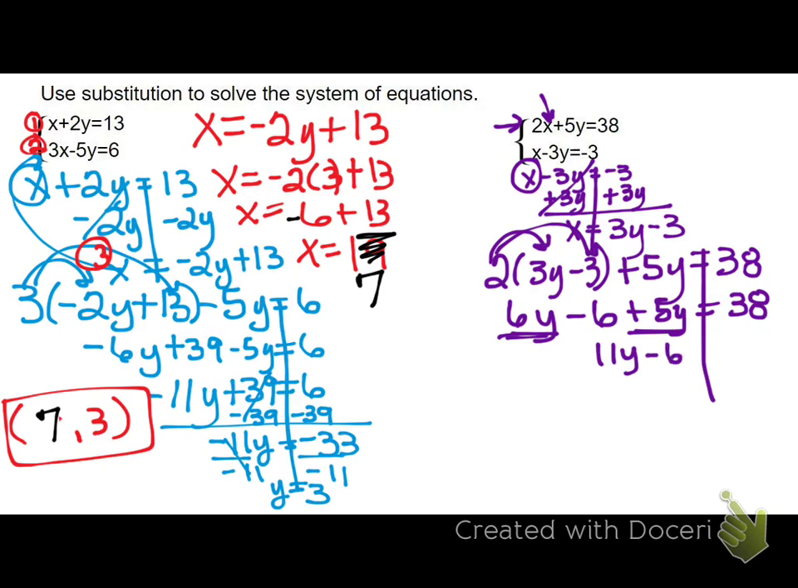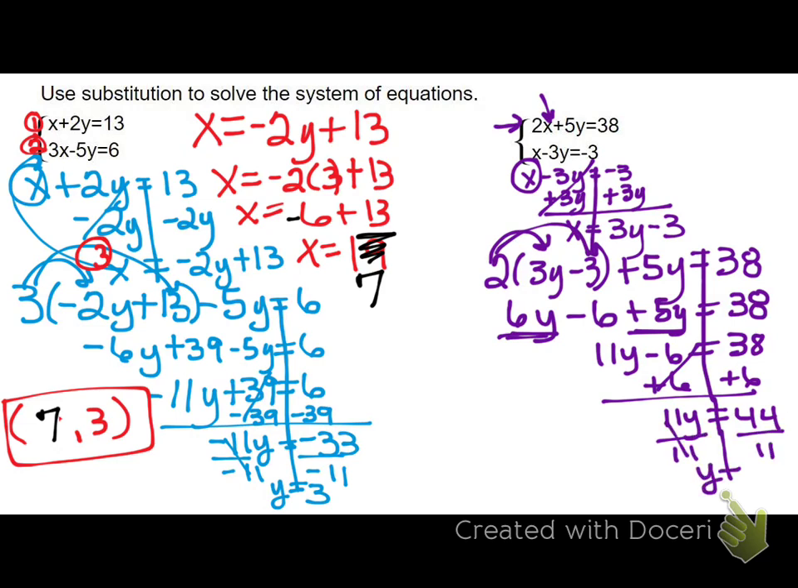minus 6. Okay, now what? Minus 6. The opposite of -6 is 6. Okay. So 11y equals what? 44. Okay. To get the y by itself, I divide. So y is going to equal 4. That's a lot of work. Nice job. You got it, though. I'll leave that up there for you, too, okay?